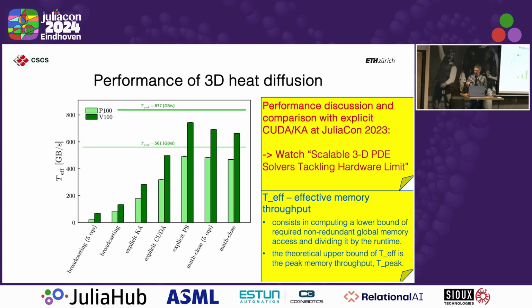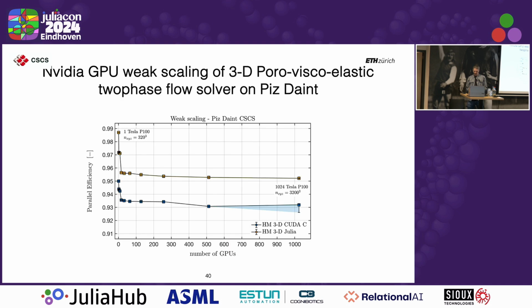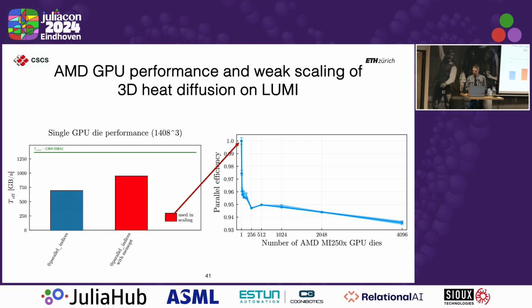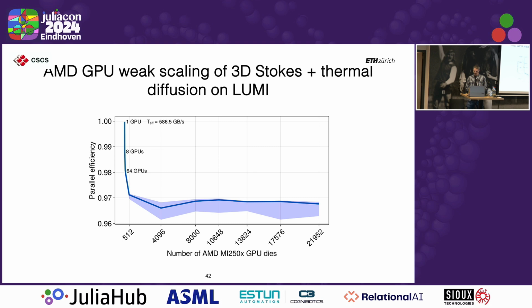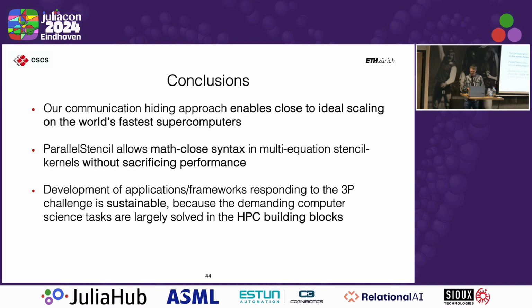There we could show that we really get very close to the peak and get a significant speed up over explicit CUDA or KA. Then we have some quick scaling results here. It's like 93% for diffusion and 96% for real-world applications. Here we have on Lumi the diffusion, and here a real-world application, about 96%. That is all. Thank you very much. Thank you.